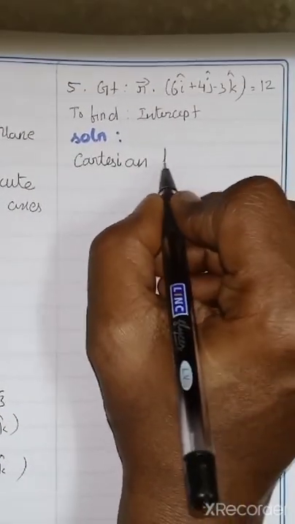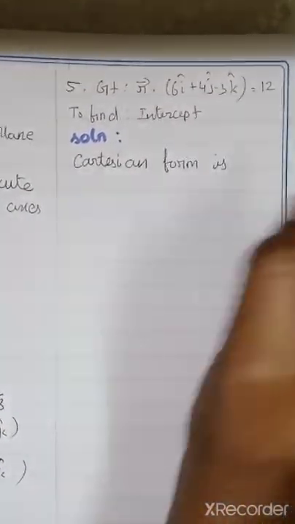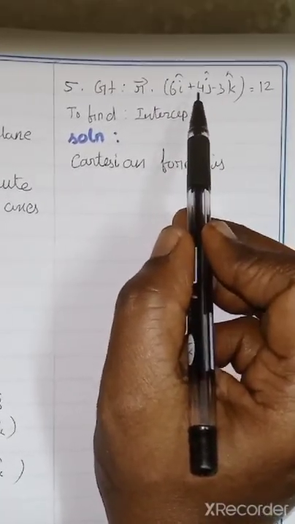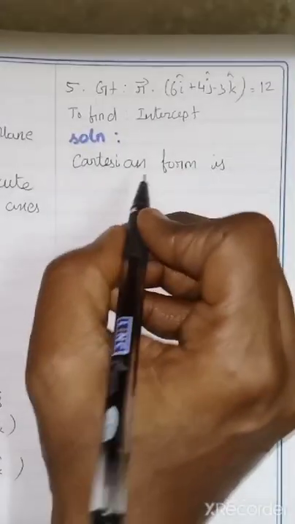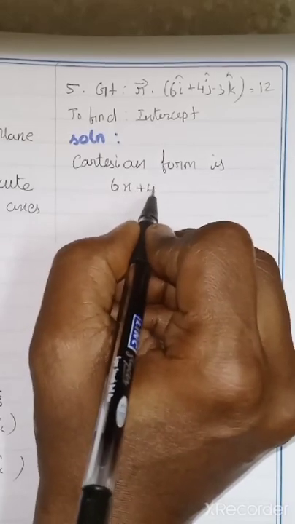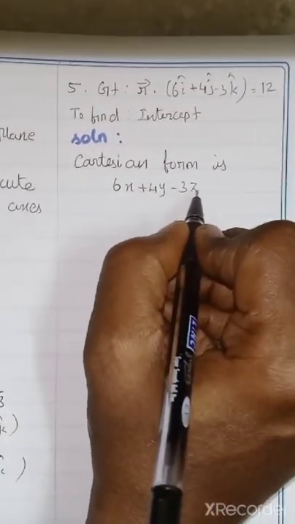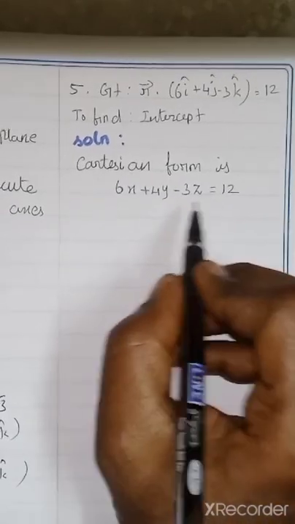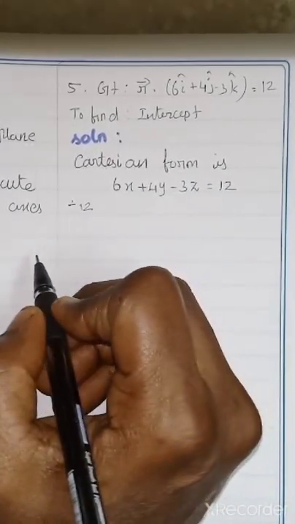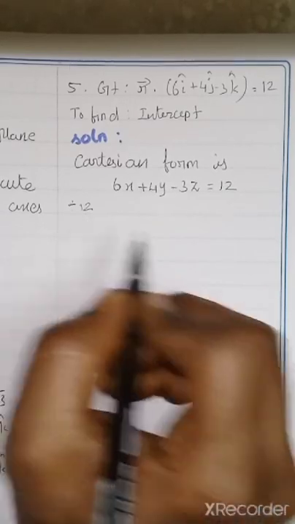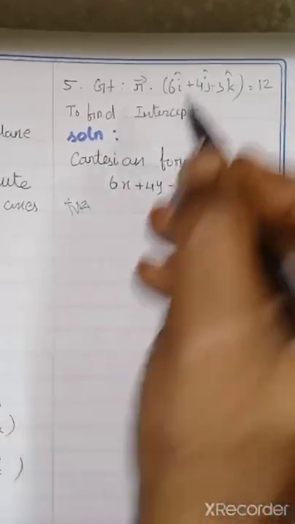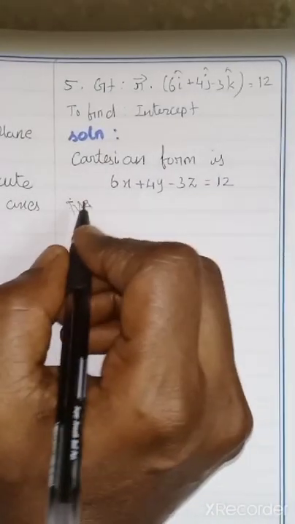So here, the Cartesian form: take out this i, j, k, and what you have to put? x, y, z. So this one we can write as 6x plus 4y minus 3z equal to 12. Always your right hand side should be 1. So divide by 12. And if you divide by 12, what will you get? Okay, this one we can take as it is. So when we give the answer, you can write it there.